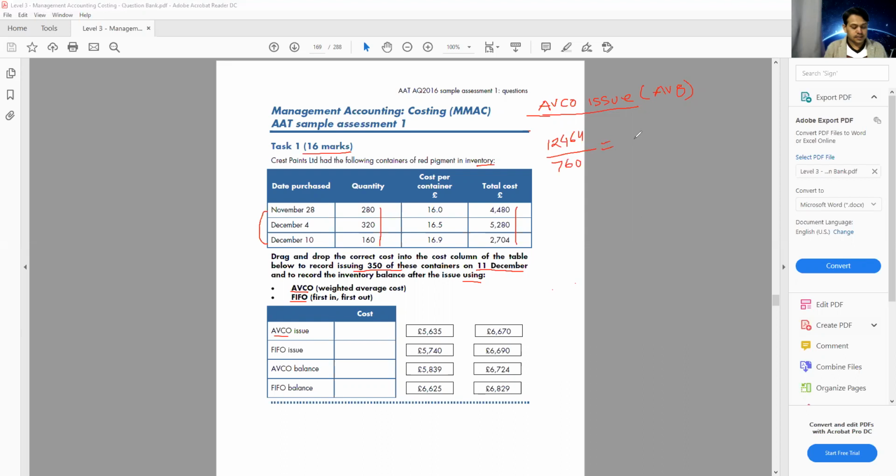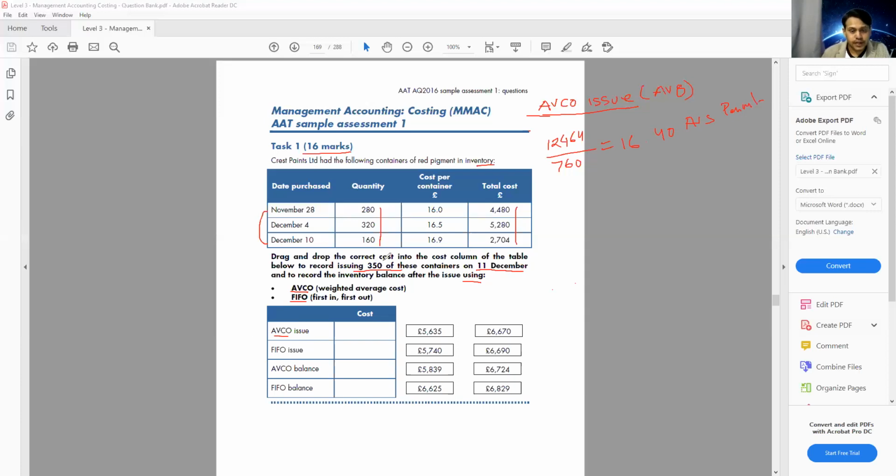So let's get the price. How much is the AFCO cost? If I divide 12,464 by 760, that will give me 16.40. So that is my average price per unit. Now they're asking how much will be the value for the AFCO issue.